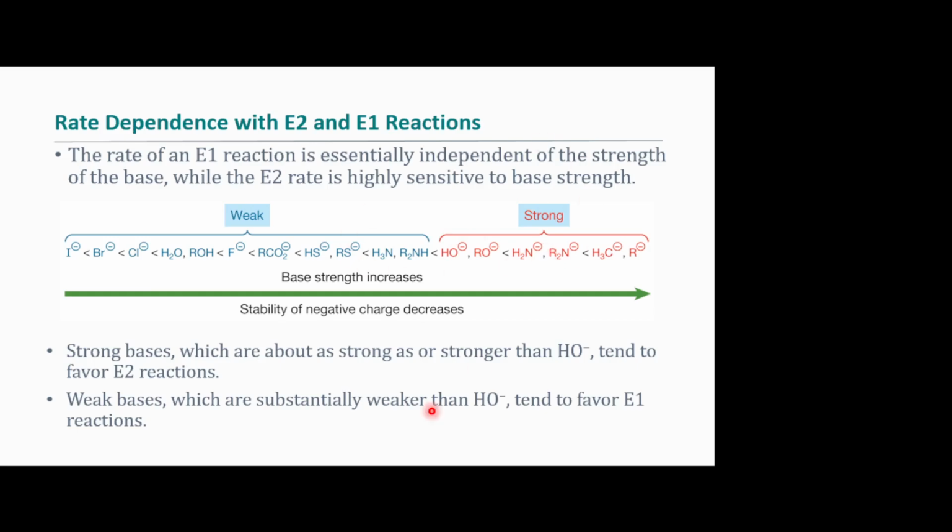And so strong bases are going to tend to favor your E2 reactions. They get strong enough where they can really start attacking faster than the leaving group can leave. The weak bases, on the other hand, are going to be substantially weaker than hydroxide and tend to favor your E1 reactions, because their rates would be so slow that your leaving group leaving is usually the faster way to go.